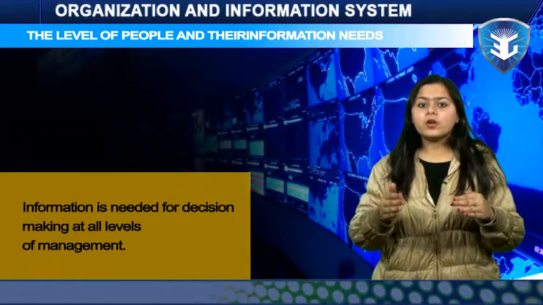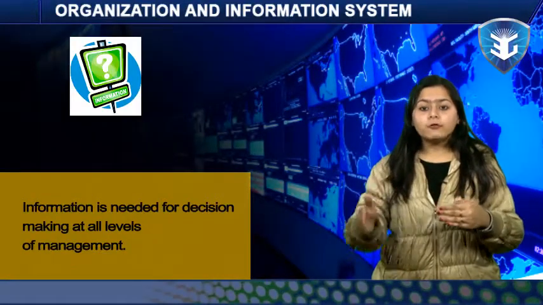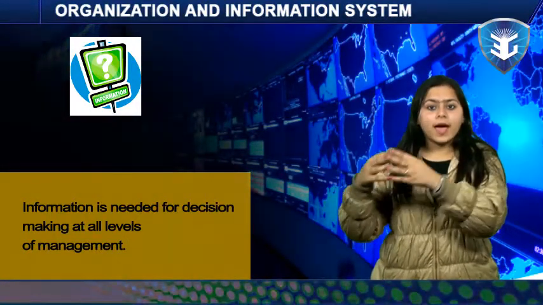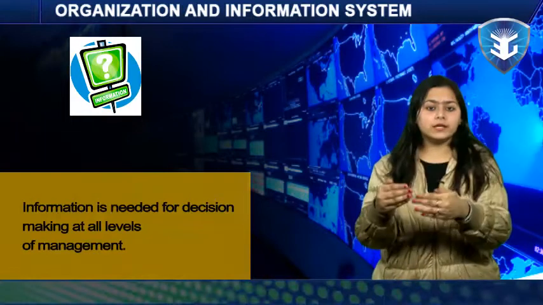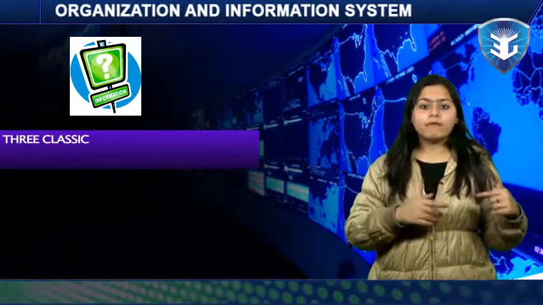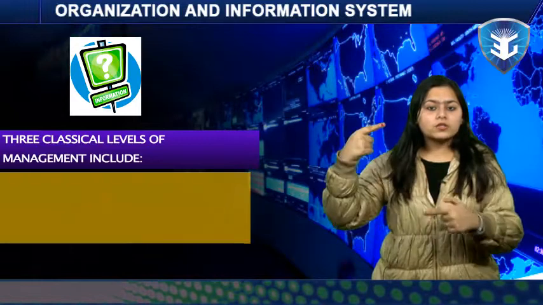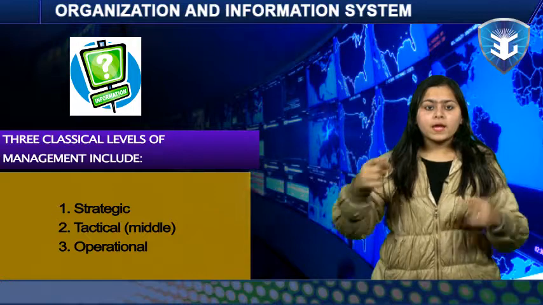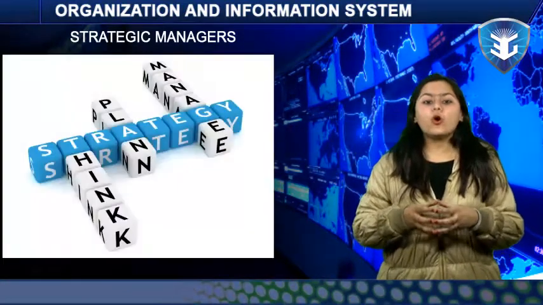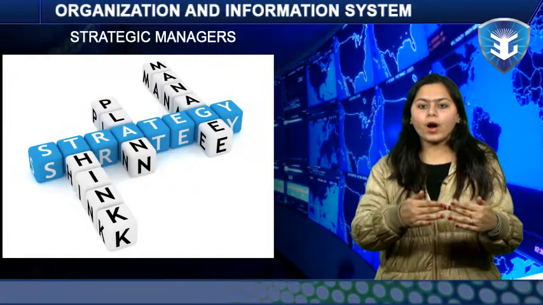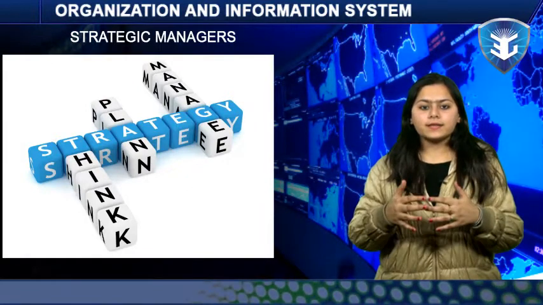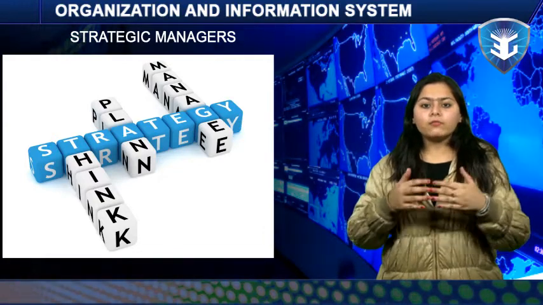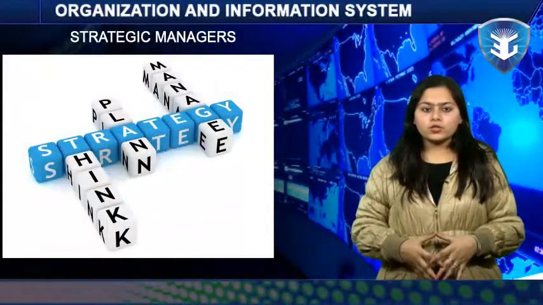Managers at different organizational levels make different types of decisions, control different types of processes and have different information needs. The 3 classical levels of management include strategic, tactical or middle, and operational. Strategic managers operate in a highly unstructured environment and use EIS and DSS. Titles have different values in different organizations.